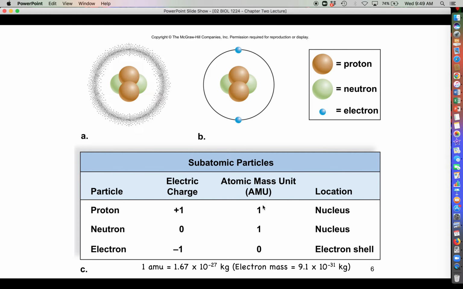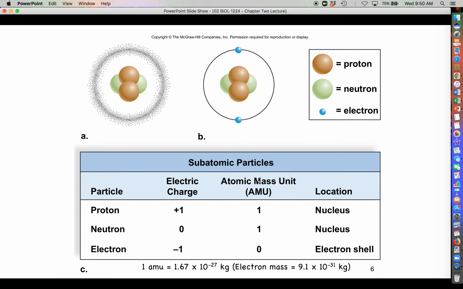The 3 main things we want to know about any subatomic particle begin with its electrical charge. We said that protons are a +1, electrons are a -1, and neutrons have no electrical charge. We covered the location: protons and neutrons are both found inside this central nucleus, and then the electrons orbit around, not exactly a ring, but if you want to think of it as an orbital ring, that works too. It orbits around the nucleus in the electron cloud.